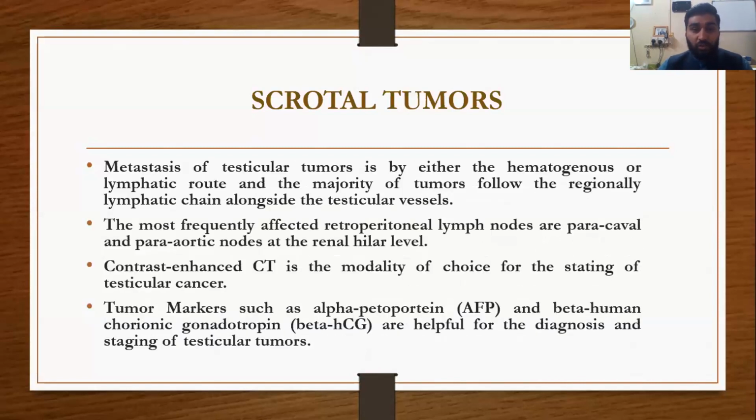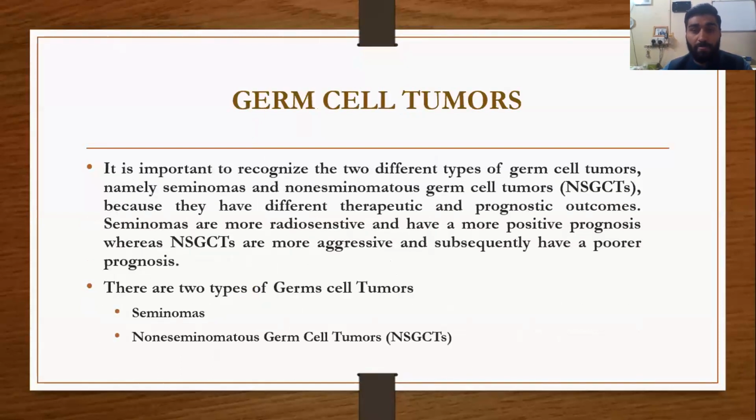Metastasis of testicular tumors is either by the hematogenous or lymphatic route, and the majority of tumors follow the regional lymphatic chain along the side of the testicular vessels. The most frequently affected retroperitoneal lymph nodes are paracaval and para-aortic nodes at the renal hilar level. Contrast enhanced CT is the modality of choice for staging testicular cancer. Tumor markers such as alpha-fetoprotein and beta human chorionic gonadotrophin are helpful for the diagnosis and staging of testicular tumors.